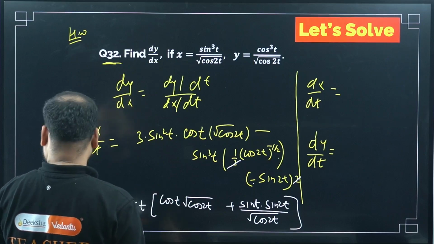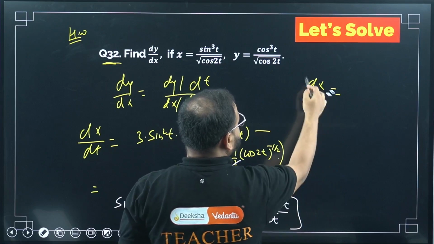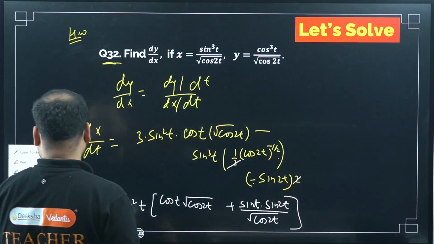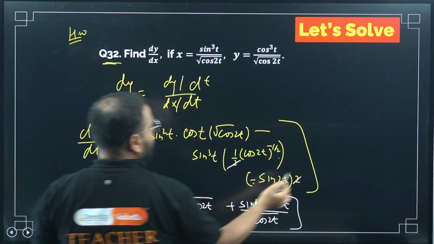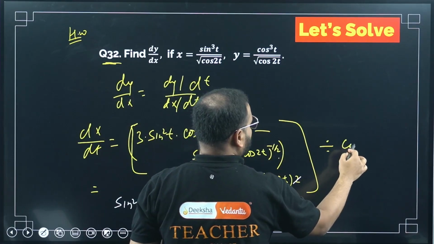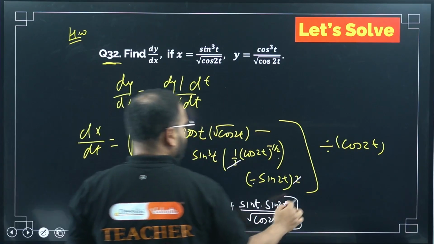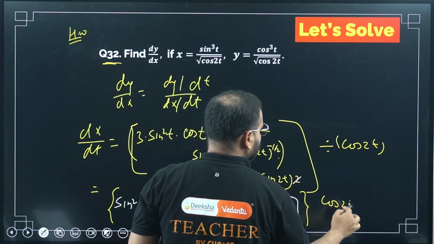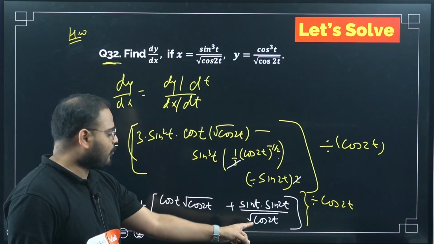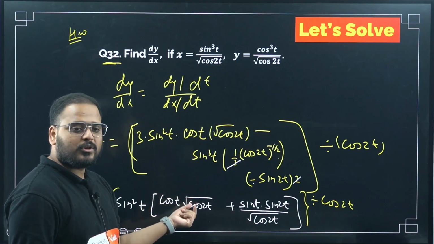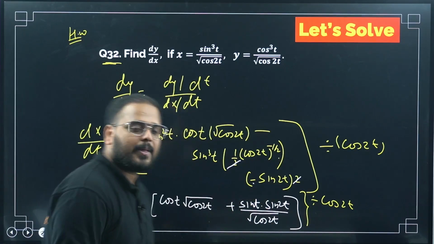Give me 1 second. Let me make some space. And I can write it like this, right? This whole thing is divided by cos 2t. Same goes over here also. This whole thing is divided by cos 2t. Next is simplification. You will take the LCM of root cos 2t. Root of cos 2t will become cos 2t, because the root is here. So multiply, you will get cos 2t, and this root cos 2t will come in the denominator. So simplify this.